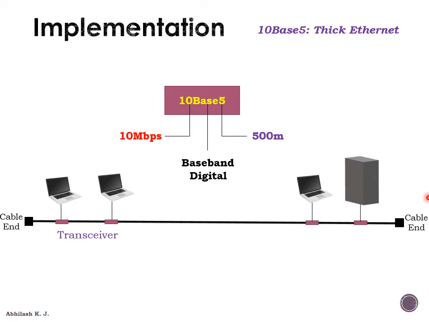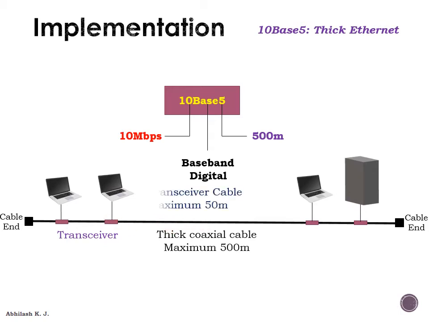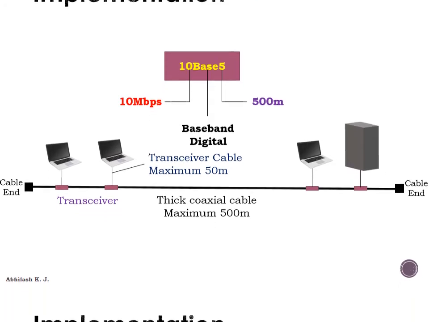So each individual system is connected to the bus, that is the thick coaxial cable, by making use of transceivers. These are the transceiver parts which will be connecting the individual system to the bus. So this is the thick coaxial cable which can have a maximum length of 500 meters, and to connect the system to the bus we will be making use of a transceiver cable which can have a maximum length of 50 meters.